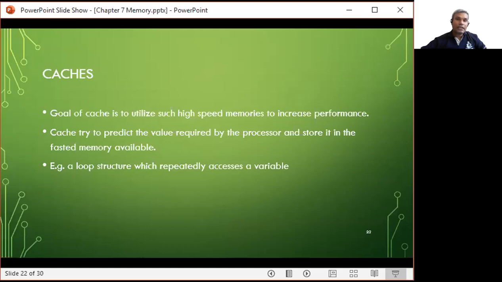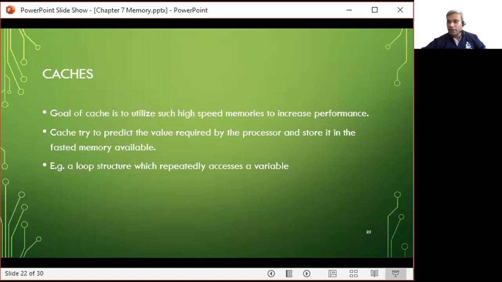Now when we look at the memory hierarchy, we saw there are different levels of performance. At the top you had very fast ones, at the bottom you have very slow ones, and somewhere in the middle you have the caches. So what is the function of a cache? The function of the cache is to make frequently used data or instructions available for fast access. So it tries to predict what is going to be accessed next and store it in the cache, so when the processor asks for it, it can quickly give it.